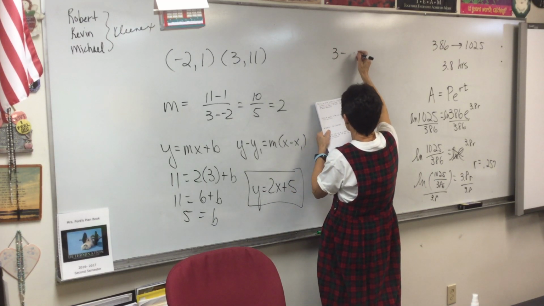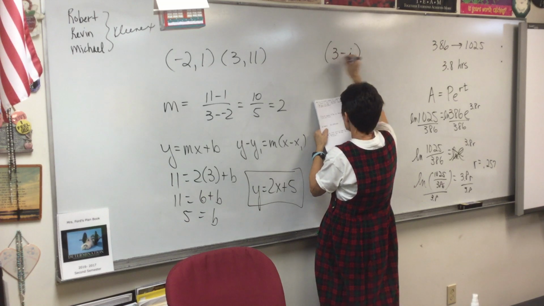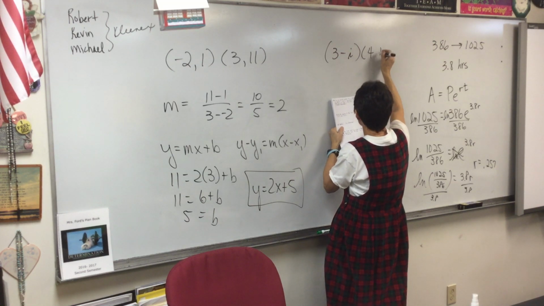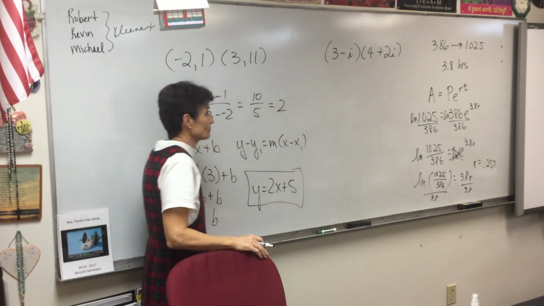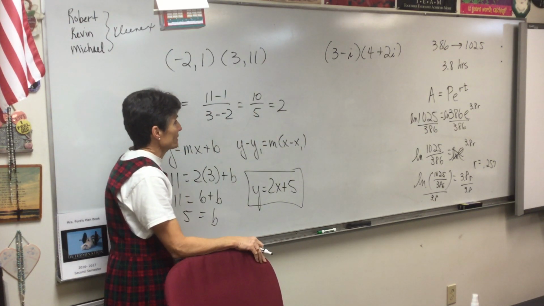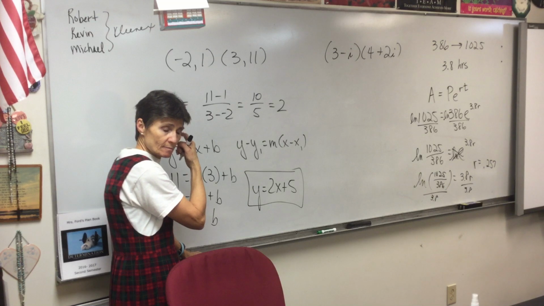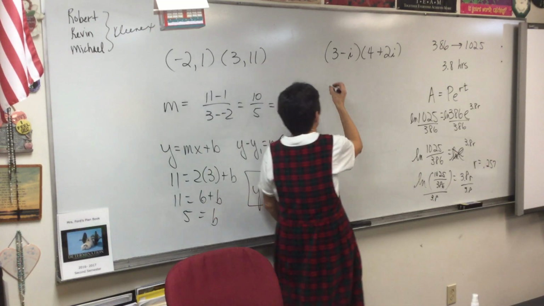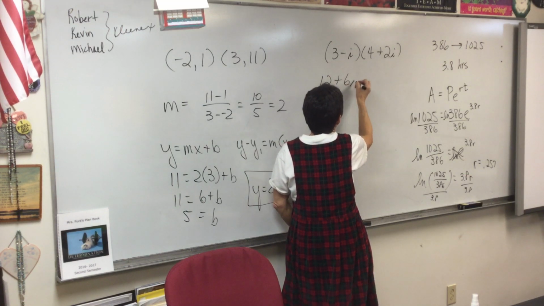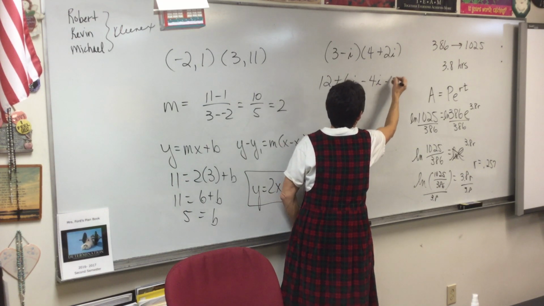I think that number 26 is a multiple choice question, but I really can't remember. I think it's multiple choice. Doesn't really matter. You know what to do, right? You're going to FOIL: first, outside, inside, last.